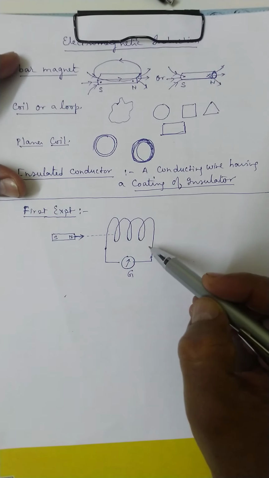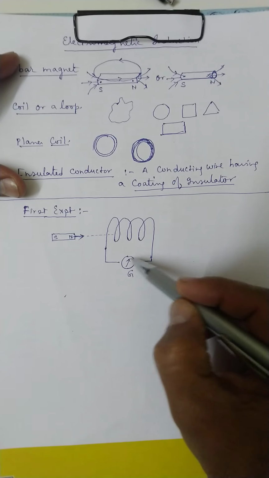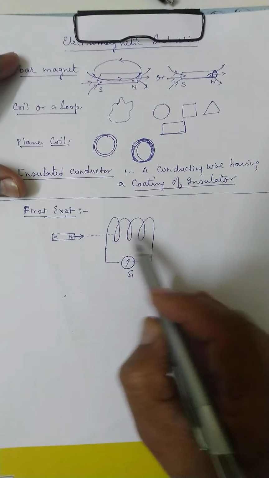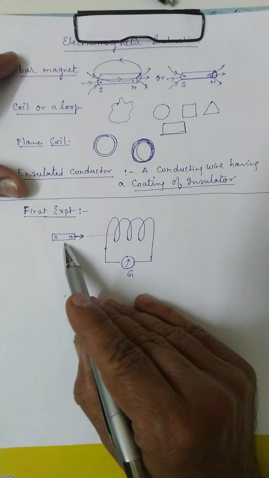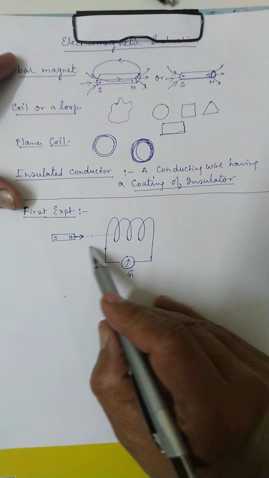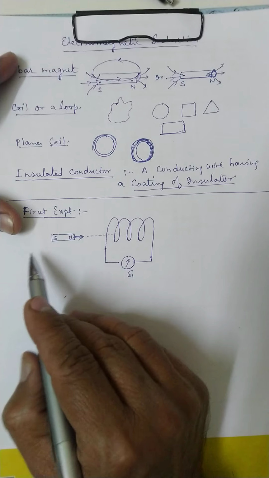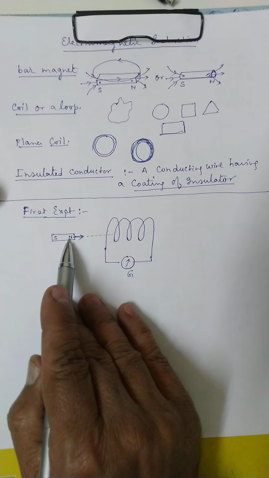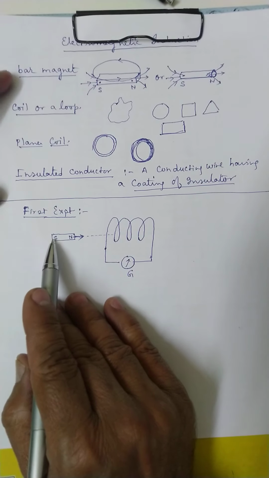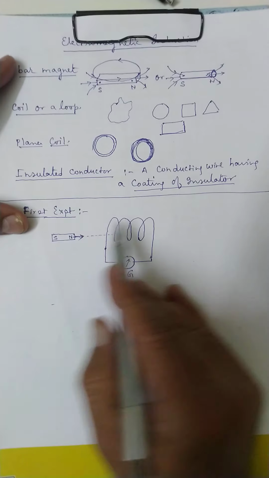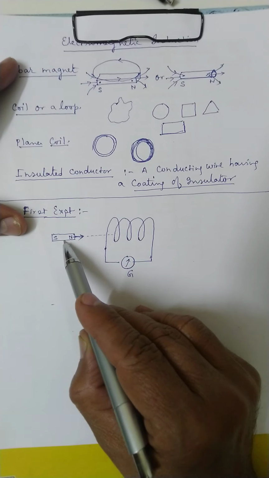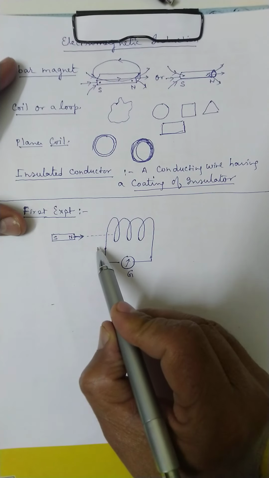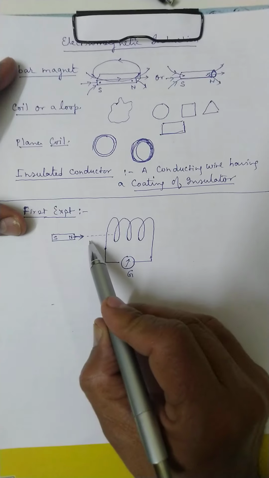which acts as a closed loop or closed circuit connected with a galvanometer, and along the axis of the coil a bar magnet is made to move. This bar magnet can either be taken towards the coil or it can be taken away from the coil. So what parameters can I change? I can change the velocity of this bar magnet. I can move it fast, I can move it slowly.